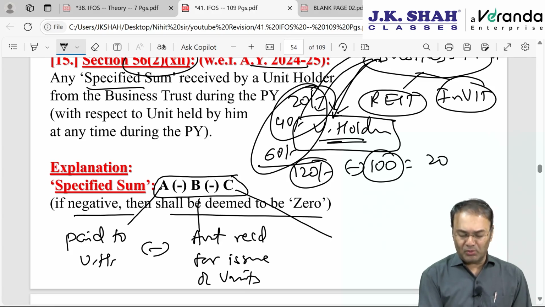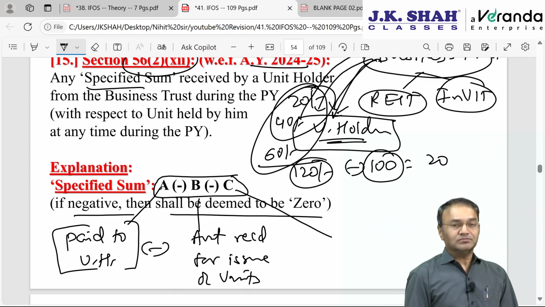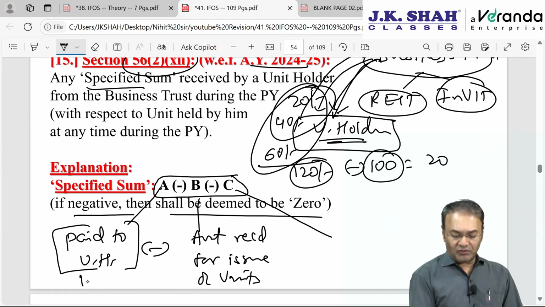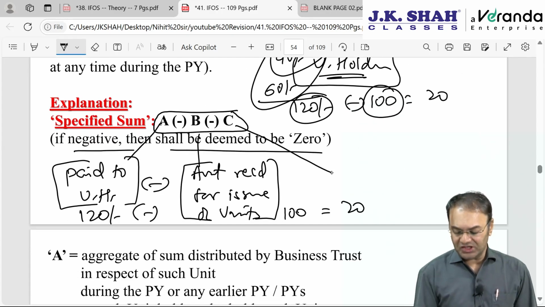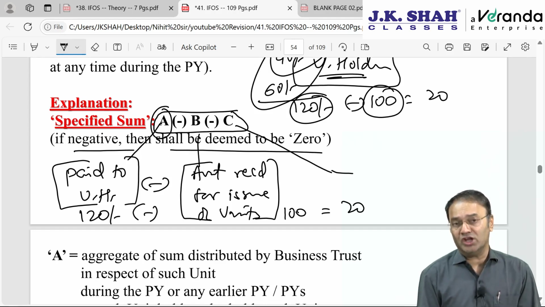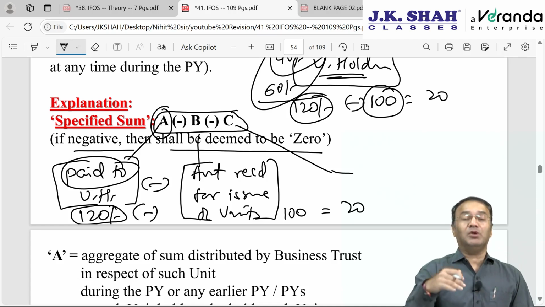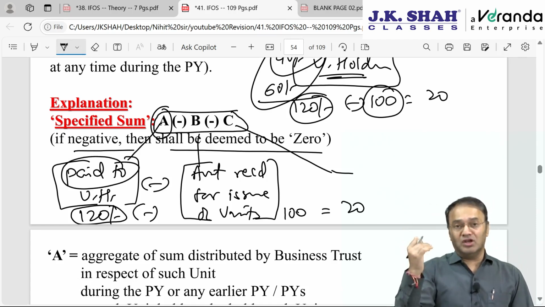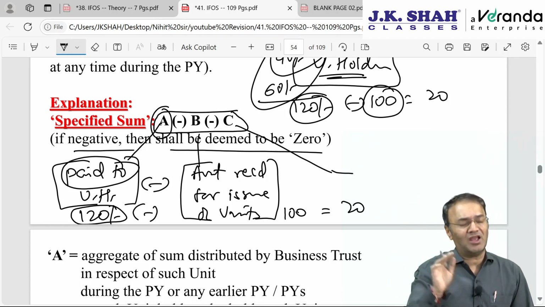What is C? I will tell you in a moment. A is the amount paid by the business trust to the unit holder. For example, 120 rupees is paid minus the amount received from the unit holder, which was 100, then 20 rupees will be taxable. If it becomes negative, then ignore it. Before we jump to C, understand A here would mean not only the amount paid right now; the amount paid to the unit holder would include amounts paid to the earlier unit holder also, whether paid in the current year, paid in the earlier year, paid 10 years back, everything.